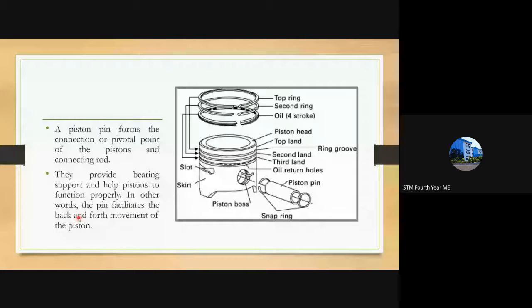So what is a bearing? A bearing is any material that reduces friction and in turn protects the material from wearing out. So this is why bearings are provided at the piston pin. I'll show you what a bearing is in a later class.